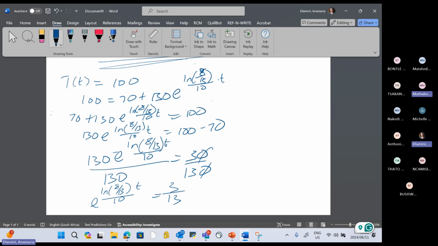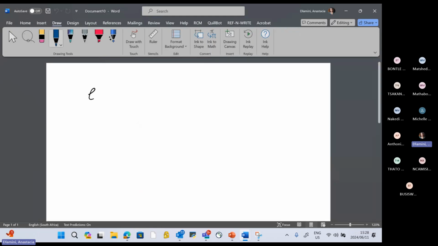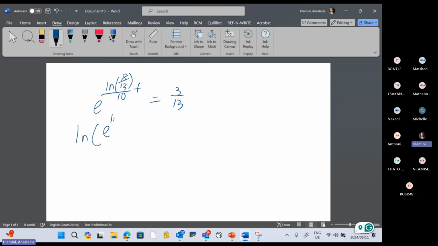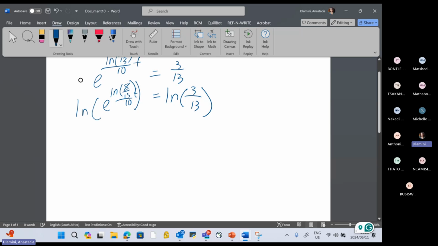I think now we know how this goes. What do we do from here? Introduce the ln. Let's do that. So e to the power of ln of 8 over 13 divided by 10 times T is equal to 3 over 13. We introduce the ln, so this is equal to ln of 3 over 13. So we remain with ln of 8 over 13 divided by 10 times T is equal to ln of 3 over 13.